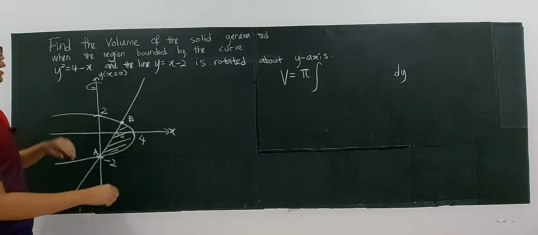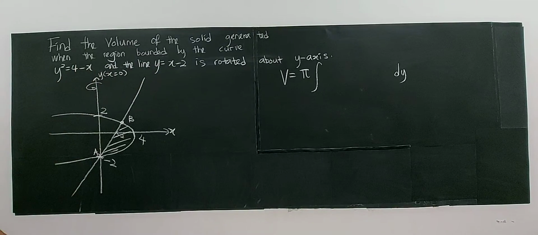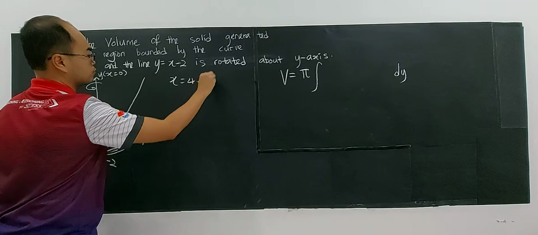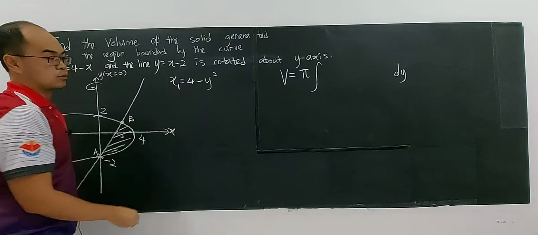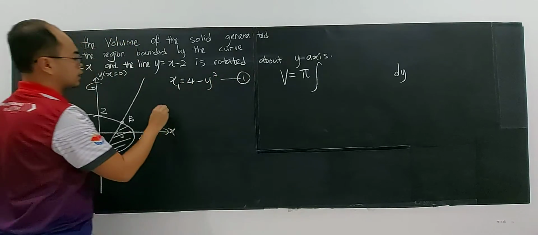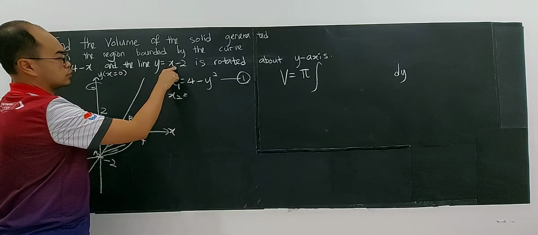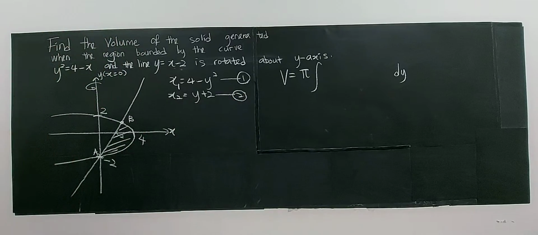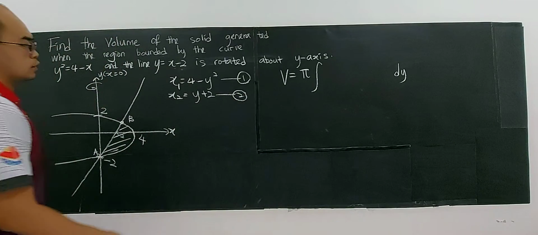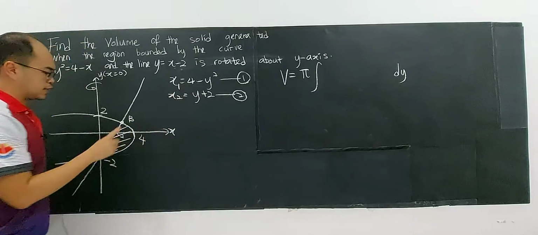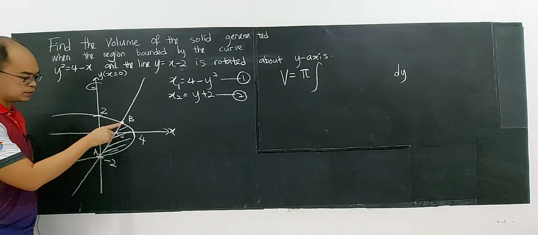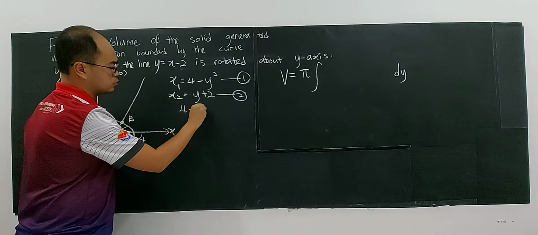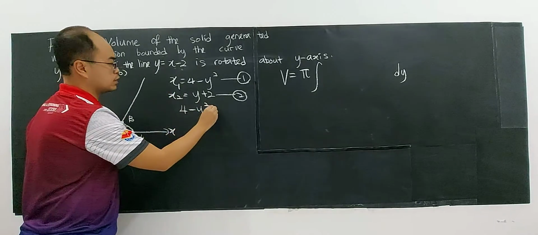So I write x in terms of y. I will have x equals 4 minus y squared, which I label as x1, equation 1, and x2, which is y plus 2, equation number 2. I have to equate x1 equals x2 because the value of x will be the same when they intersect, the value of x and y will be the same.